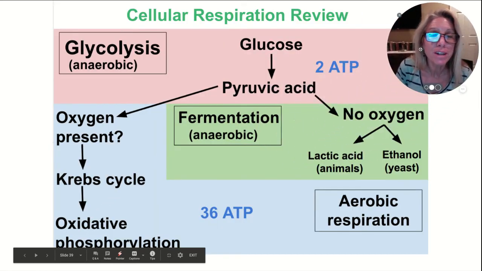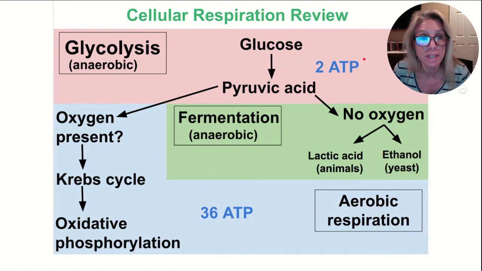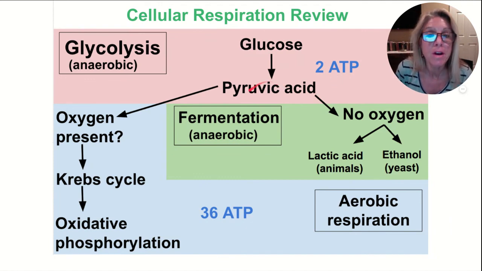Okay, your overview here, cellular respiration. Glycolysis itself is an anaerobic process, because you don't need any oxygen for that. Glucose goes to pyruvic acid, and you get a couple of ATP and some reduced NAD. They're just not showing it to you on here. Fermentation is anaerobic, no oxygen, and you're either going to make lactic acid or ethanol.